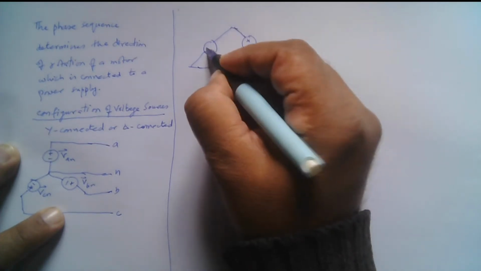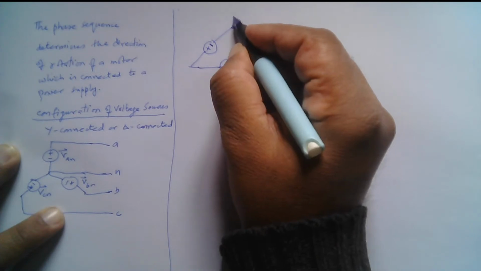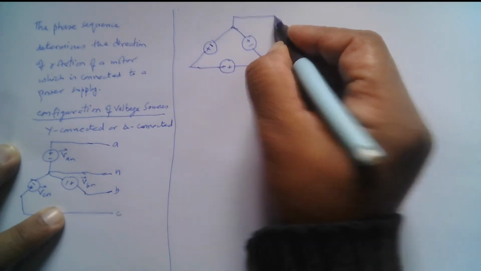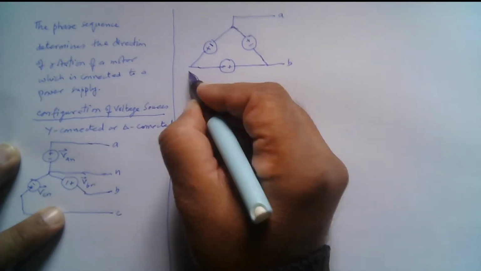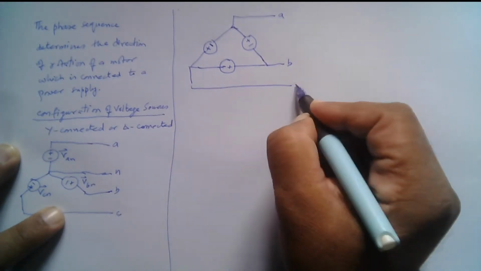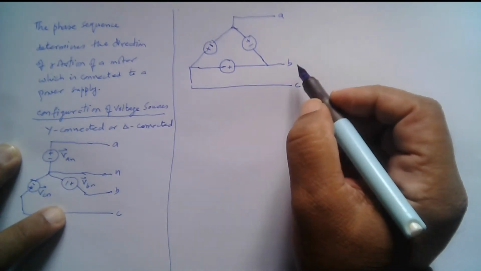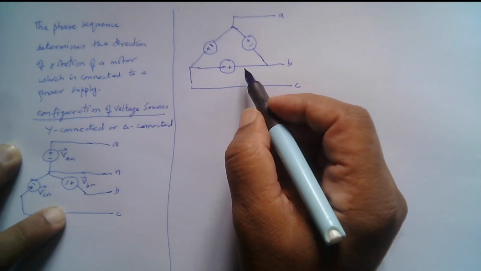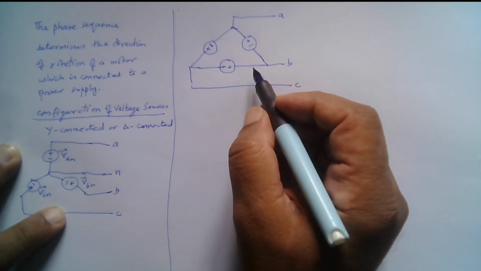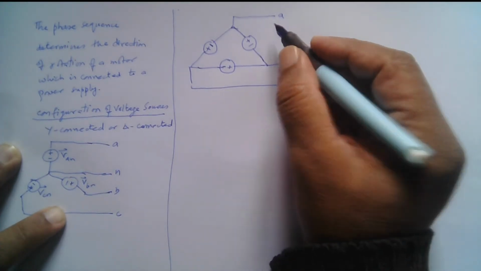So this is this way. Let me call this point A, this is point B, and this is point C. It is not possible topologically in a delta connected source to have a neutral wire. So there is no neutral wire here.